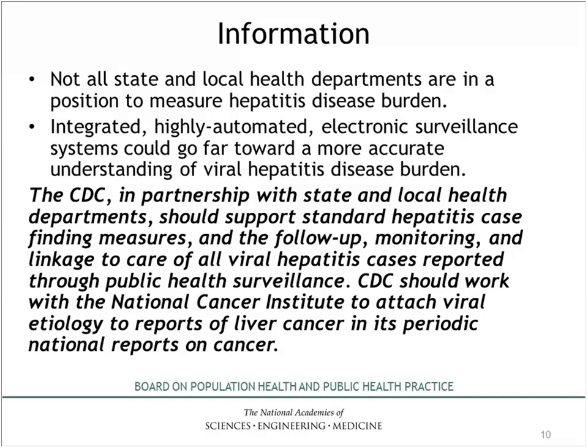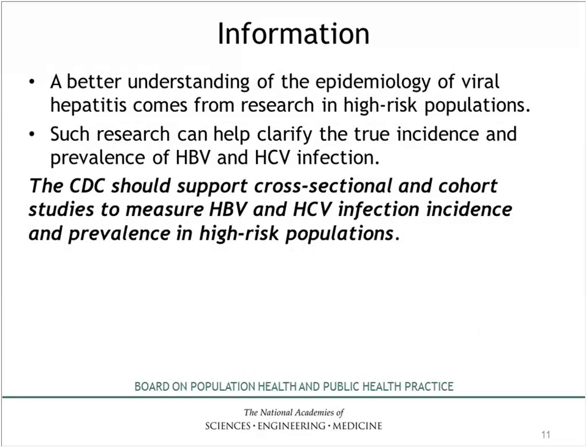Other missing information: a better understanding of the epidemiology of viral hepatitis comes from research in high-risk populations. Such research can help clarify the true incidence and prevalence of hepatitis B and hepatitis C infection. So we recommended that CDC should support cross-sectional and cohort studies to measure hepatitis B and hepatitis C infection incidence and prevalence in high-risk populations.